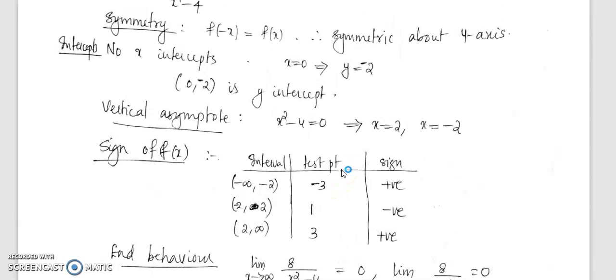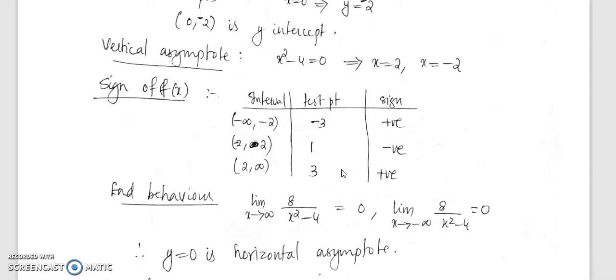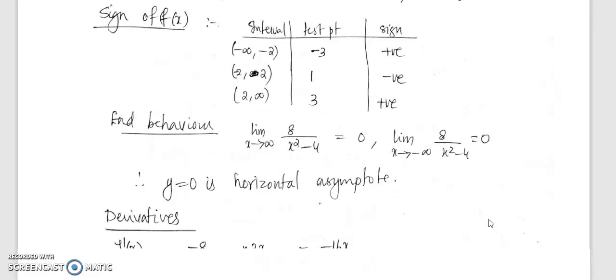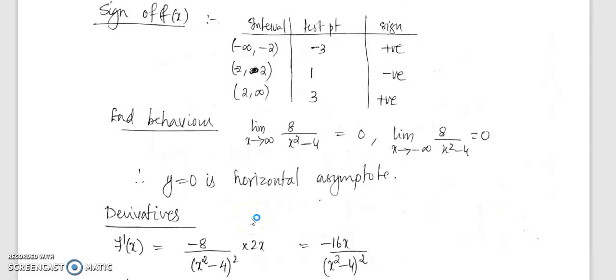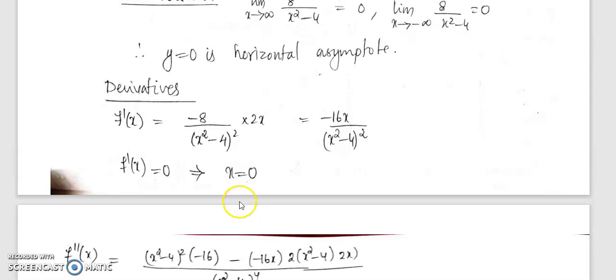And if you look at the end behavior, when you take the limit as x tends to infinity, 8 by x square minus 4, the value is 0. Similarly, the limit as x tends to -infinity of 8 by x square minus 4 is also 0. So it is equal to a finite value. So y equal to 0 will be the horizontal asymptote. So we have got the asymptotes. Now let us look at the derivatives. So f dash of x is minus 16x by x square minus 4 whole square. So x equal to 0 is a critical point.